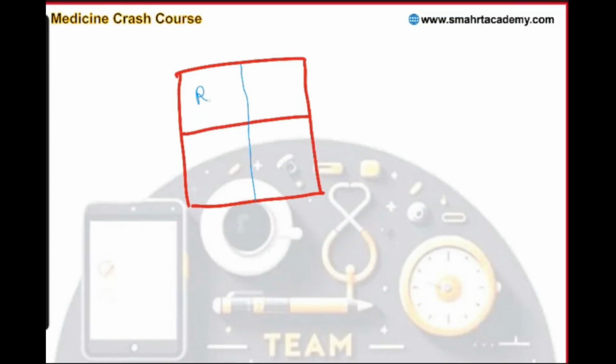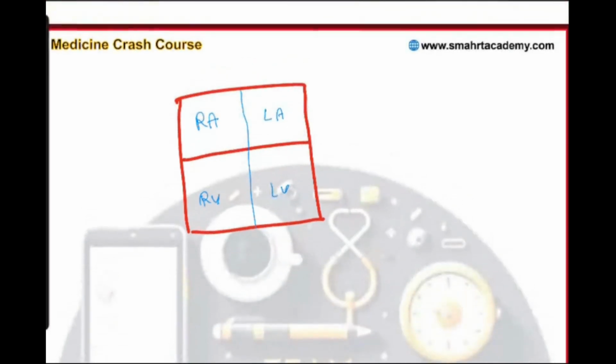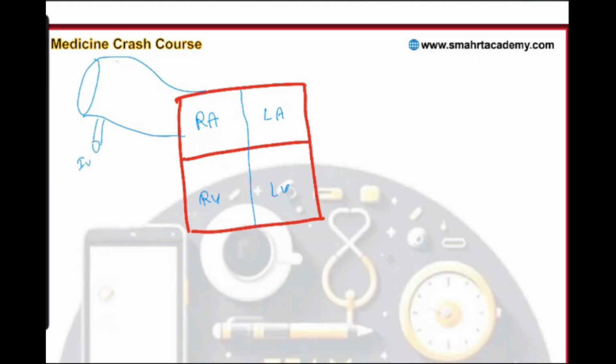So this is right atrium, right ventricle, left atrium, left ventricle. The right atrium receives the venous drainage from all parts of the body. Basically, from the lower side, inferior vena cava, and from the upper side of the body, superior vena cava.